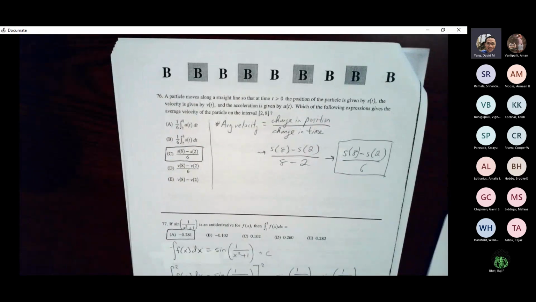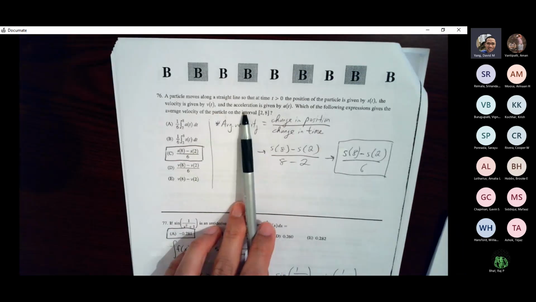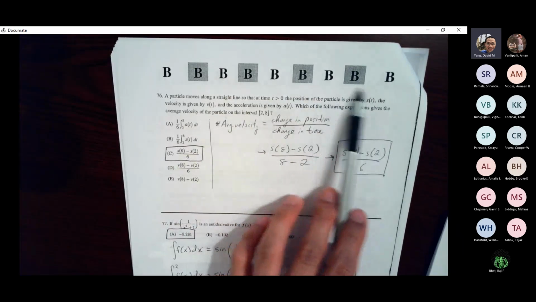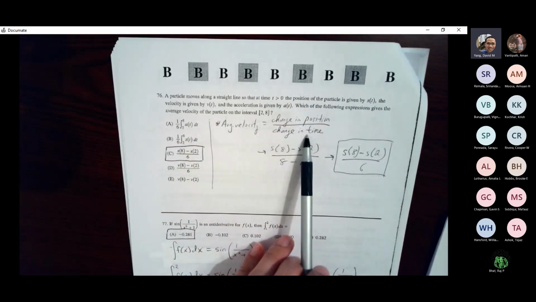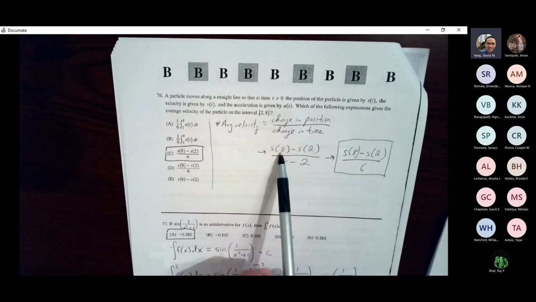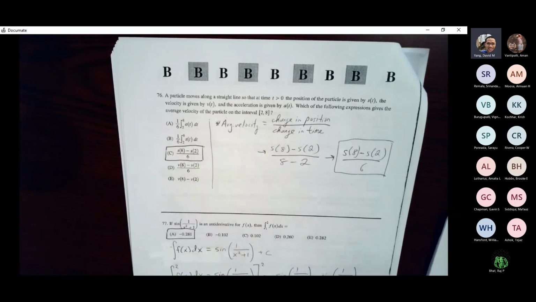All right, 76 off of the calculator portion. A particle moves along a straight line so that at time t greater than 0, the position of the particle is given by s of t. Velocity is given by v of t, and acceleration is given by a of t. Which of the following expressions gives the average velocity? So if we're given everything in terms of position, the average velocity is defined as change in position over change in time. So we have s of 8 minus s of 2 over 8 minus 2. And this cleans up to be just answer choice C.